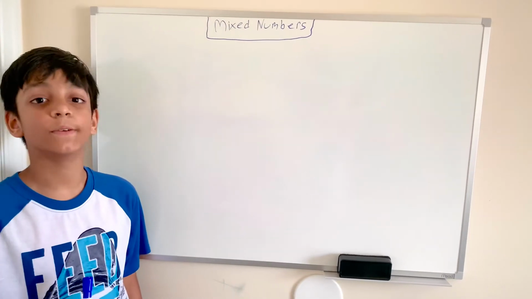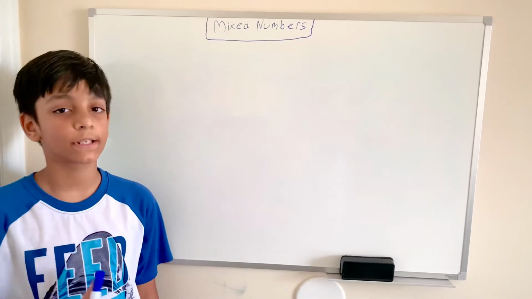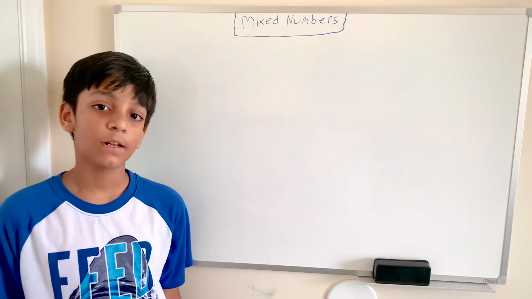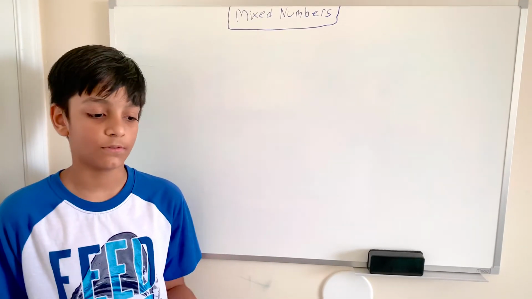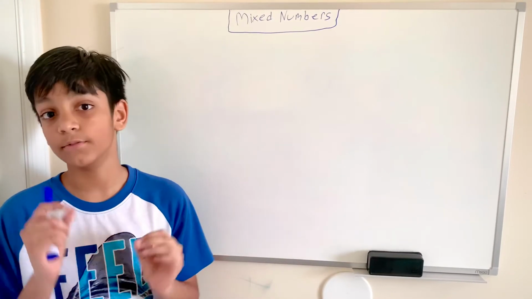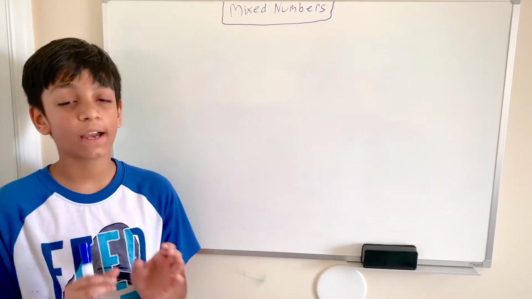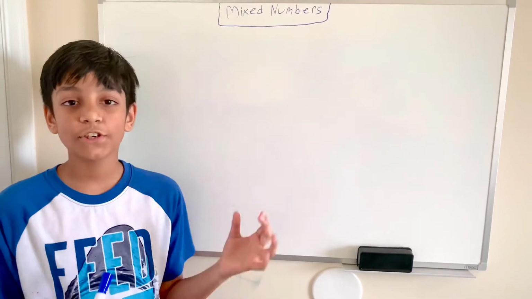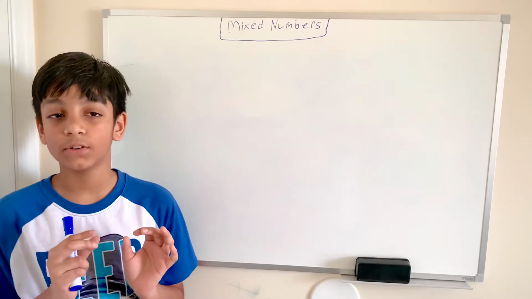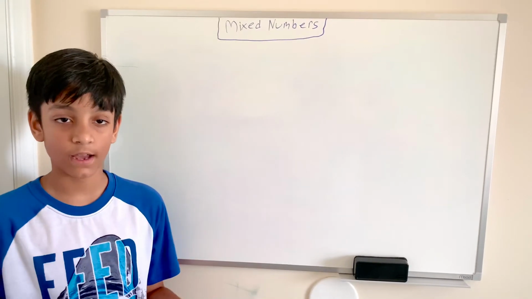So let's get started. So what are mixed numbers? Mixed numbers are a combination of whole numbers and fractions. But before we take a look at a mixed number, we should first know what is involved in having a mixed number.